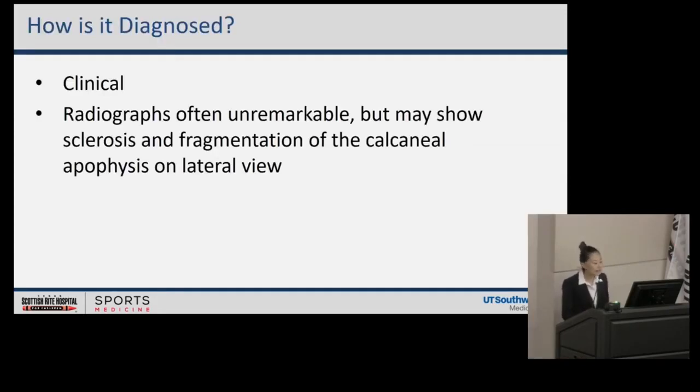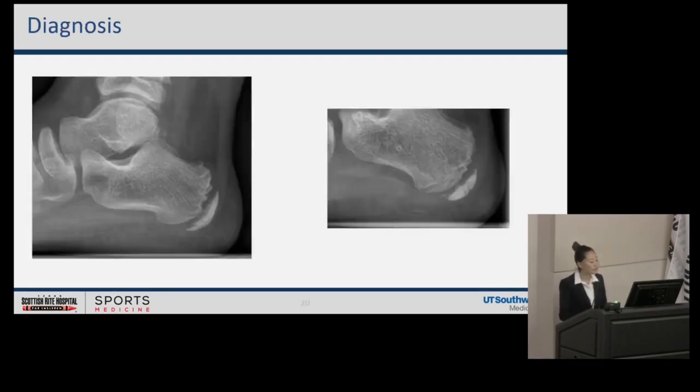So this is diagnosed clinically, so it's a clinical diagnosis. Oftentimes x-rays are completely normal, but if you do get them, they may show some increased sclerosis and fragmentation of the calcaneal apophysis on the lateral view. And so here on the left-hand side, you see our 10-year-old male who has a normal-looking calcaneal apophysis. On the right-hand side, you see that there's perhaps a little bit more increased sclerosis over the calcaneal apophysis right in this area. And this is the lateral heel view of a 9-year-old soccer player.